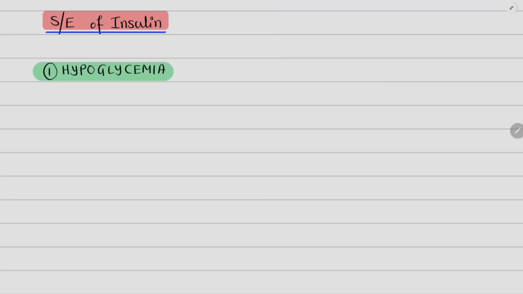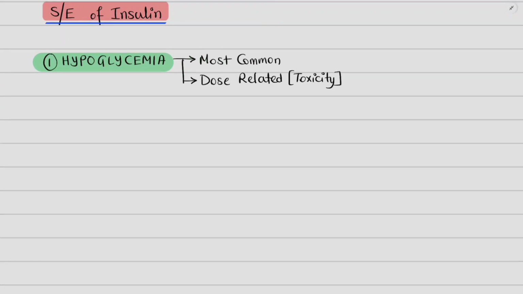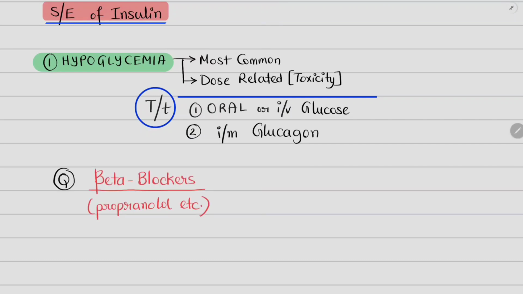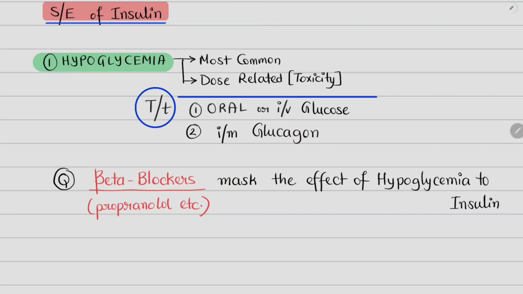The very important and very common side effect of insulin is hypoglycemia, and it is dose related. It can also be classified as toxicity of insulin. The treatment of hypoglycemia is giving oral or IV glucose or giving intramuscular glucagon. If beta blockers like propranolol are given, then these mask the effect of hypoglycemia to insulin. This is very dangerous because the clinical features of hypoglycemia are not presented. This is also known as hypoglycemic unawareness.